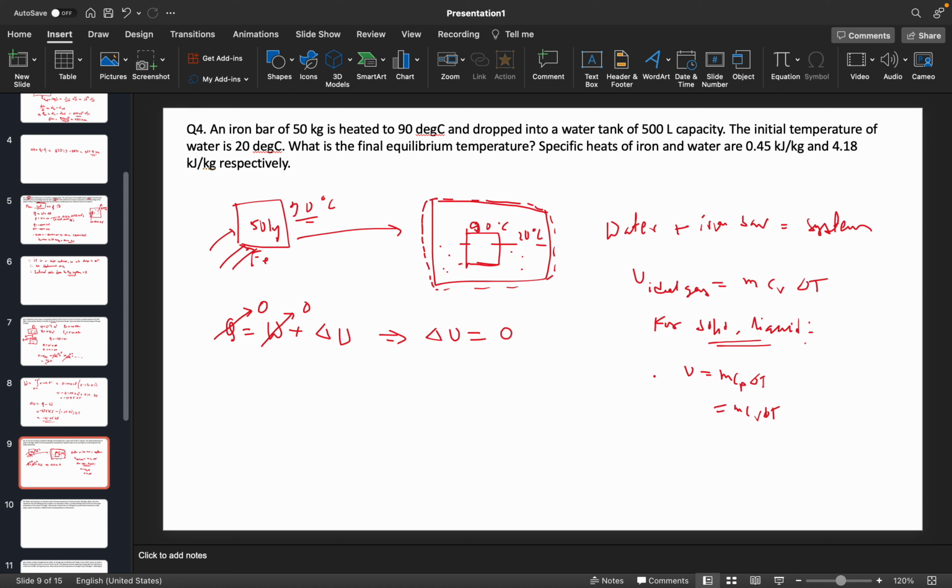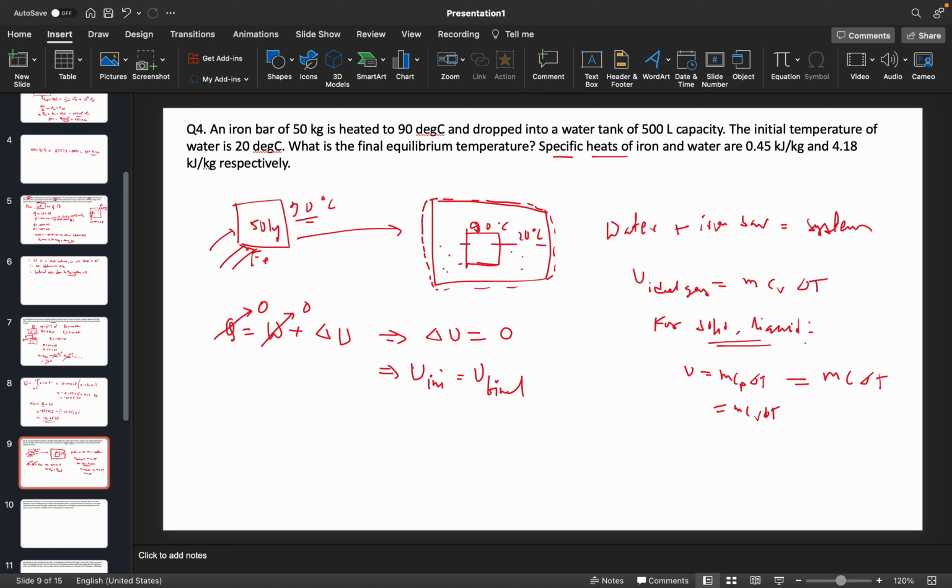The question is not telling us whether it is specific heat at constant pressure or at constant volume. It only says specific heats, because both are almost the same. That is why it only gives the value of specific heat. So it is simply mC delta T. Now delta U is equal to 0. Delta U equal to 0 means what? U initial is equal to U final.